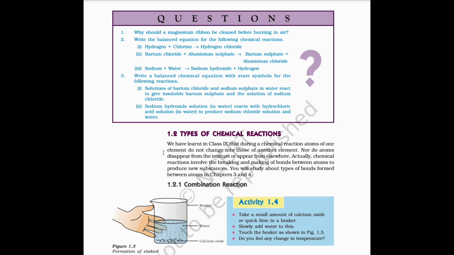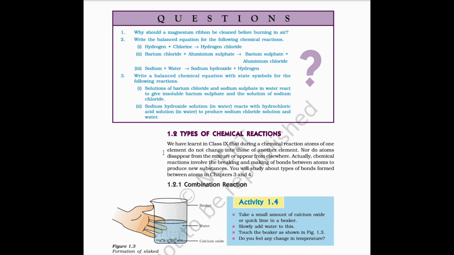Questions. 1. Why should a magnesium ribbon be cleaned before burning in air? 2. Write the balanced equation for the following chemical reactions. First, hydrogen plus chlorine converts to hydrogen chloride. Second, barium chloride plus aluminium sulfate converts to barium sulfate plus aluminium chloride. Third, sodium plus water converts to sodium hydroxide plus hydrogen.